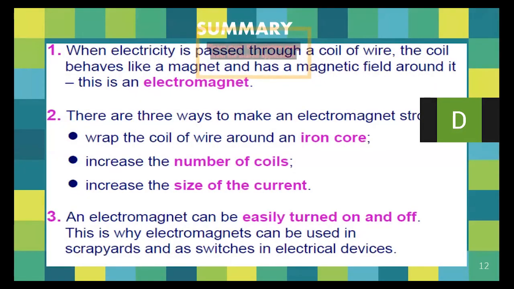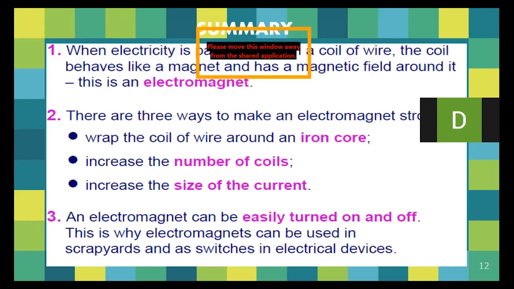Now, some summarized information. What happens when electricity passes through a coil of wire? It behaves like a magnet and it has a magnetic field, and is known as an electromagnet. Now, how can we make a powerful electromagnet? In three ways. Wrap the coil of wire around an iron core. This is the key word. Iron core is the first condition. Increasing the number of coils or turns increases the strength of the electromagnet. And then increase the size of current. That is the third factor that affects the strength of an electromagnet.